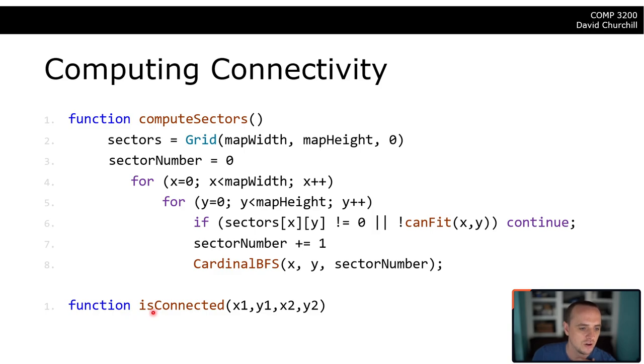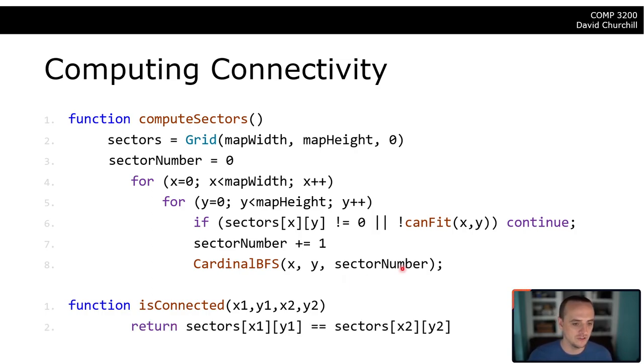So now we're going to have a function which is connected, right? We want to query if two points on the map are connected, point x1y1 and point x2y2. And maybe at the beginning of this lecture, you were thinking, well, in order to know if they're connected, we have to compute the path.